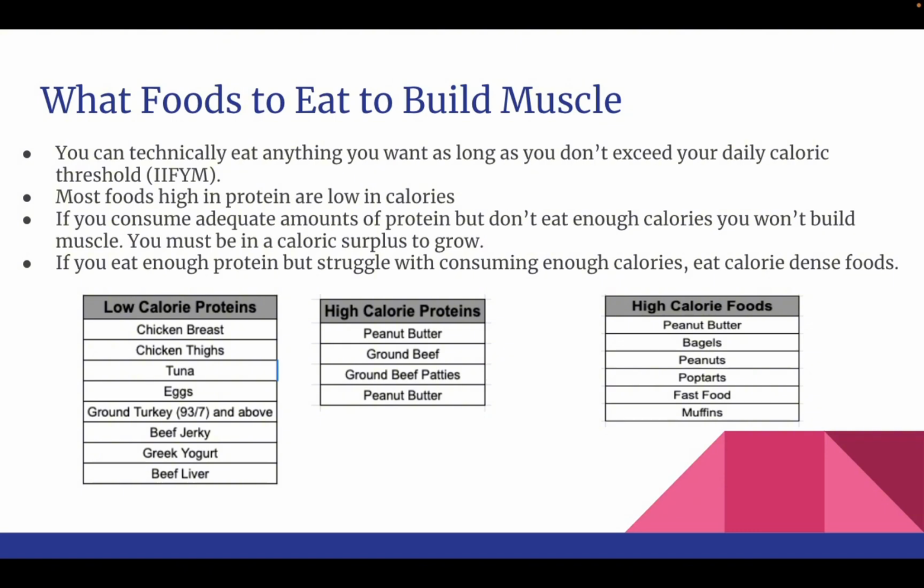So let's say you have a daily caloric threshold of 3,500 calories, and you have to eat 200 grams of protein a day. And let's say you eat 2,000 calories and hit your 200 grams of protein goal at 2,000 calories. That means you have 1,500 calories left you need to eat in order to gain weight. Well, you can legitimately eat the extra 1,500 calories.